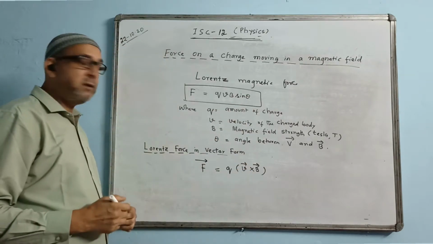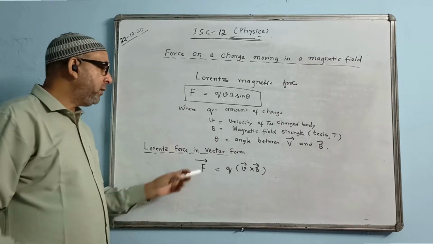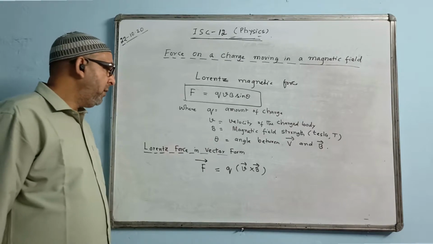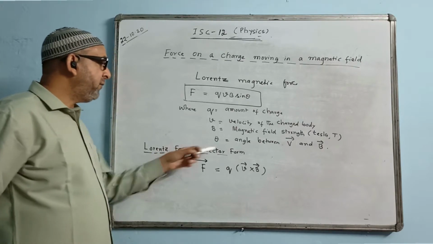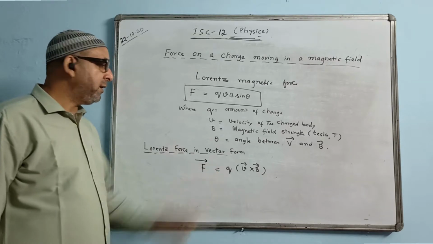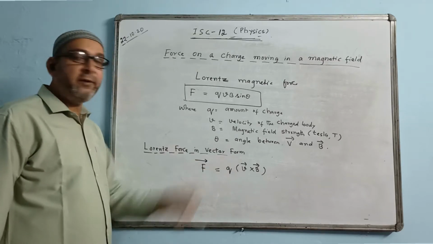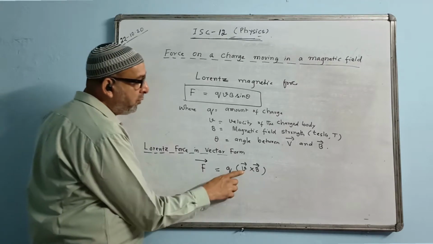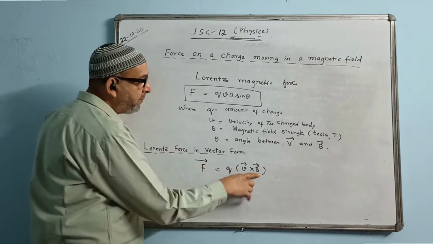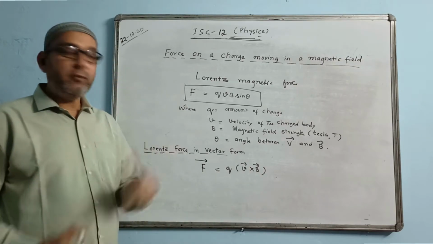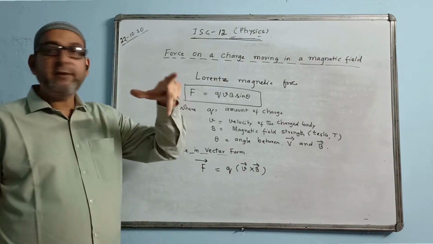So we will be writing like this. This is quite important equation. For 1 mark it may come. The question will come, express Lorentz force in vector form, or write Lorentz force in vector form. We will be writing like this: F equal to Q bracket V cross B. That means this force is perpendicular to both velocity and also perpendicular to the magnetic field, according to Fleming's left hand rule. Fleming's left hand rule, in class 10 we used to do.